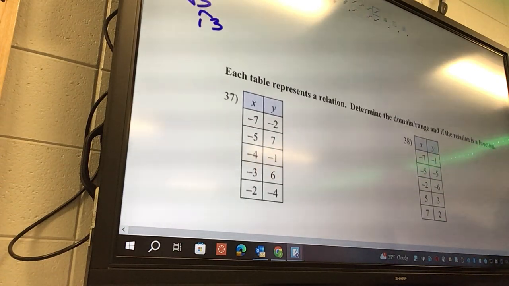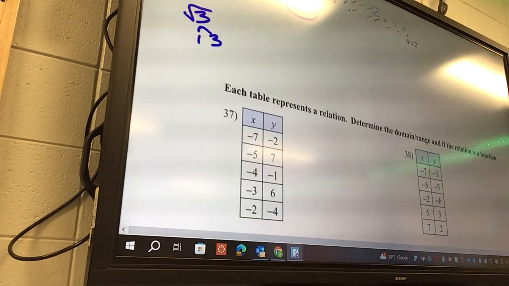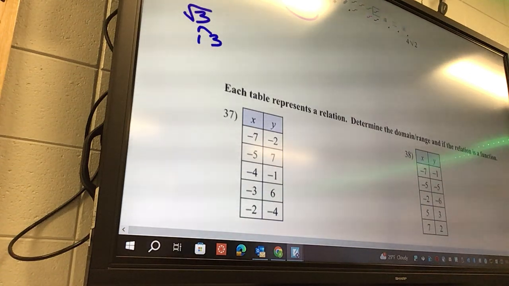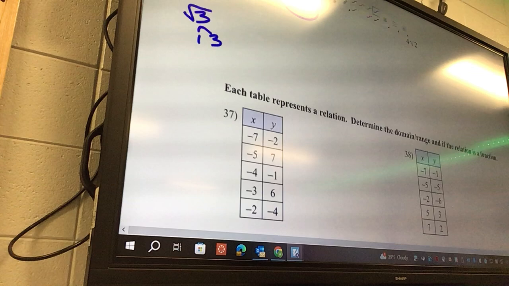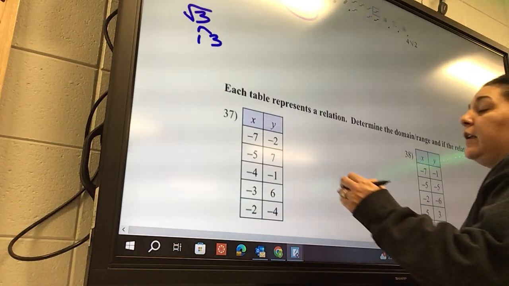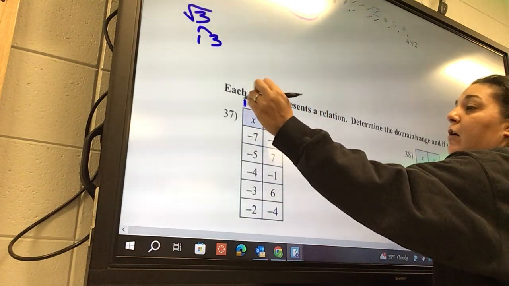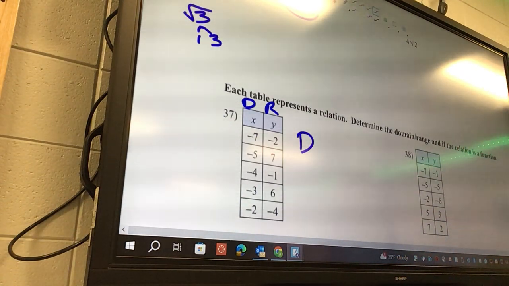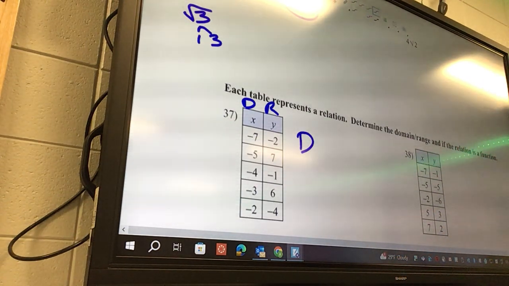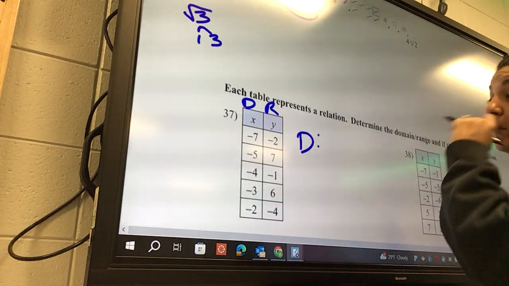Okay, each table represents a relation to determine the domain and range. Which one is the domain? The x's? Who's the range? Yeah, so the domain is going to be all the x's, the range is all the y's. Okay, and then there is one rule. What is that rule? No repeating the x's. Okay, so, well, no repeating the x's or y's.